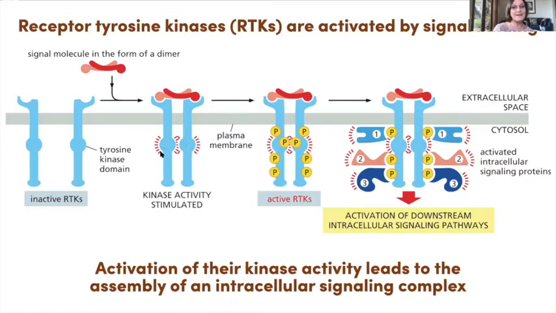This is called trans-autophosphorylation, meaning that this kinase turns itself on, but one molecule can't turn itself on. It can only turn another molecule of the same kinase on. So by coming together, these turn each other on, they get phosphorylated, and these phosphorylation sites then recruit a whole bunch of other proteins to form a signaling complex within the cell.